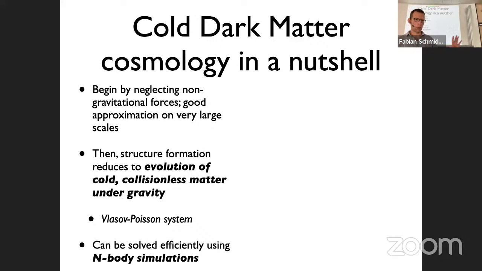And what that means is in the end, to make a prediction for structure formation, we're solving for the evolution of cold, collisionless matter under gravity. Collisionless just meaning there are no non-gravitational forces. And this is technically the Vlasov-Poisson system of equations. So the Vlasov equation governs the evolution of the matter distribution function, or the one-particle distribution function, and the Poisson equation supplies the gravity side.